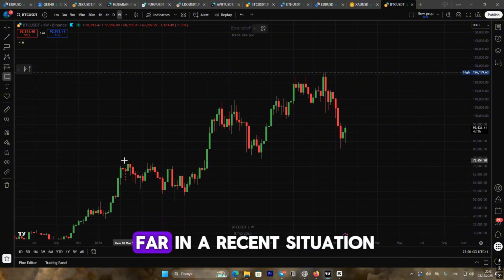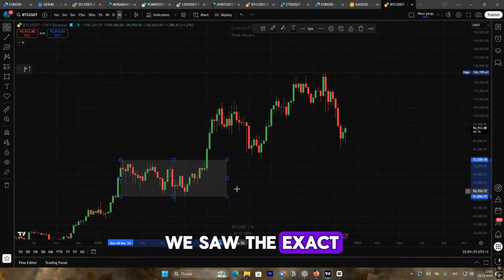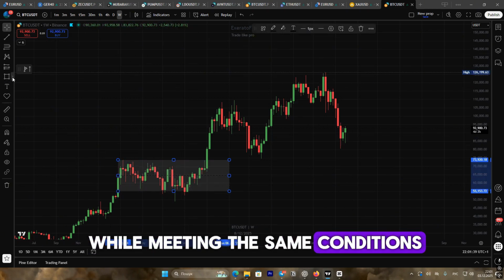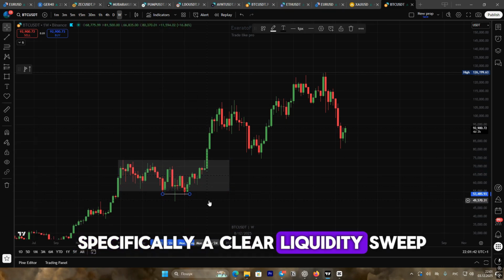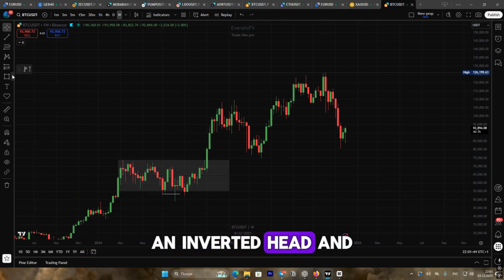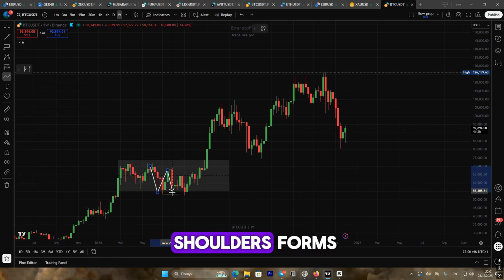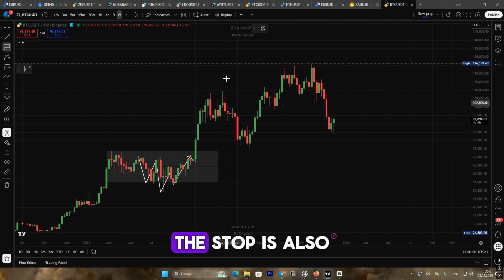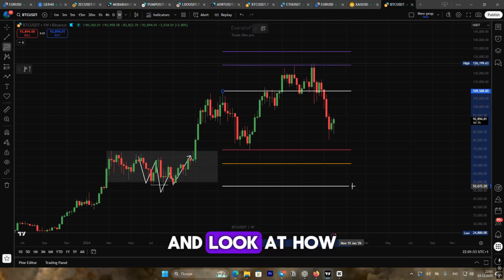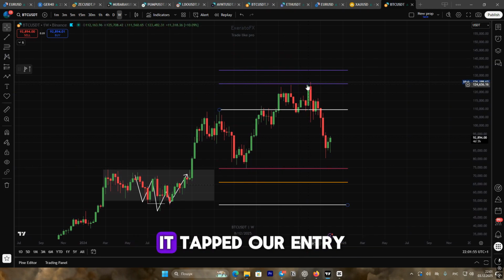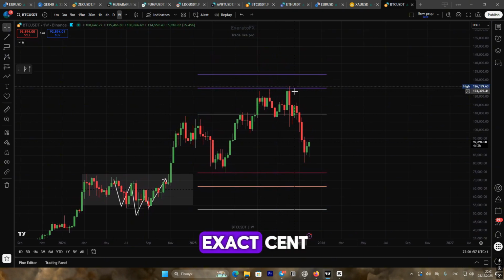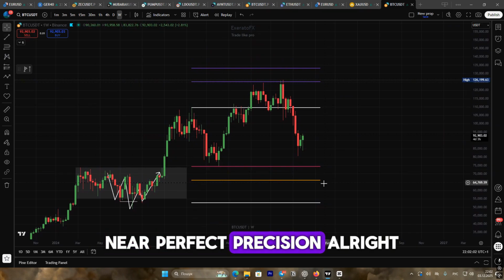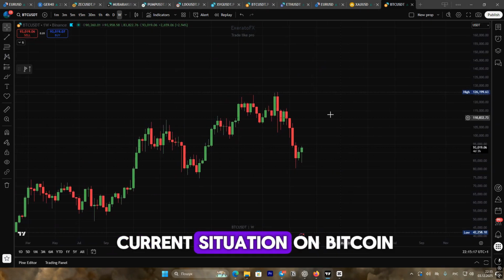Let's switch to the weekly chart. No need to look far. In a recent situation, we saw the exact same thing. The market formed a breaker block, and it did so while meeting the same conditions. Specifically, a clear liquidity sweep. On top of that, an inverted head and shoulders pattern appeared. When a head and shoulders forms, we pull the Fibonacci retracement from the shoulder, because in that case, the stop is also considered protected. And look at how beautifully price reacted. It tapped our entry level almost to the exact cent, and later moved to the take profit with the same near perfect precision.